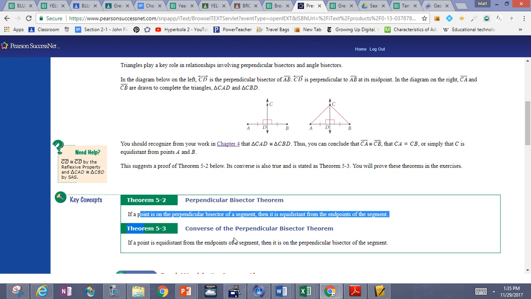Notice 5.3 is the converse, that is flipping the if and the then around. As you can see, if a point is equidistant from the endpoints of a segment, then it is on the perpendicular bisector of the segment. We're going to illustrate this using GeoGebra.